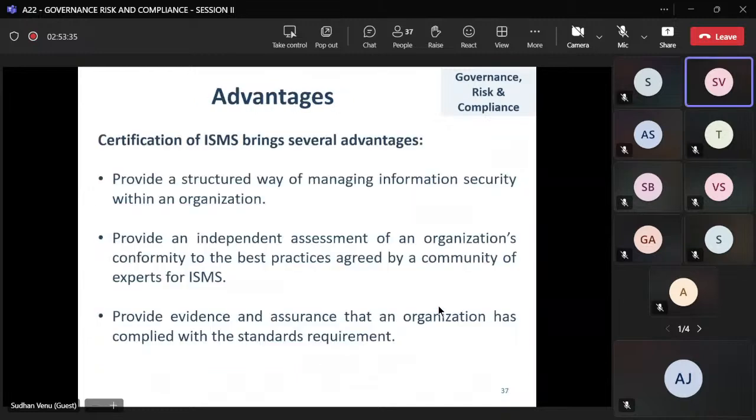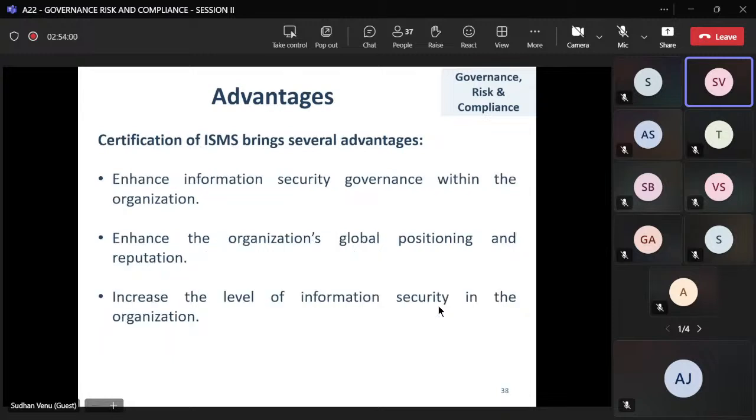The certification of ISMS brings several advantages. It provides a structured way of managing information security within the organization, provides an independent assessment of the organization's conformity to the best practices agreed by the community of ISMS experts, and provides evidence and assurance that an organization has complied with the standards and requirements. That certification will also enhance the information security governance within the organization, enhance the organization's global positioning and reputation, and increase the level of information security of the organization.